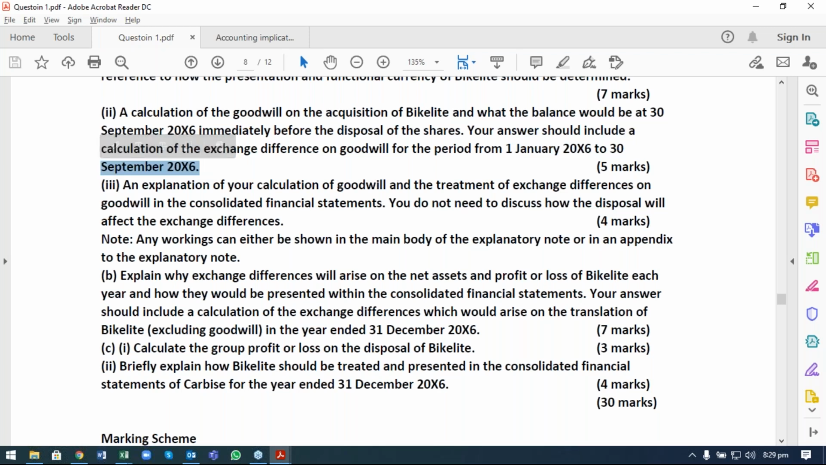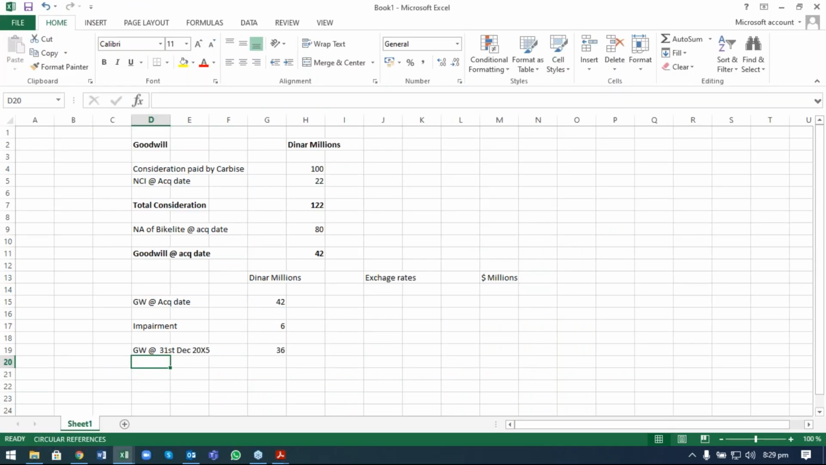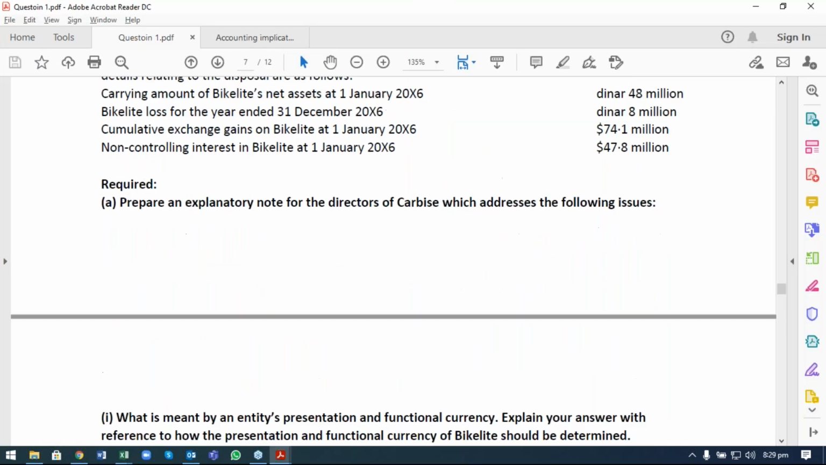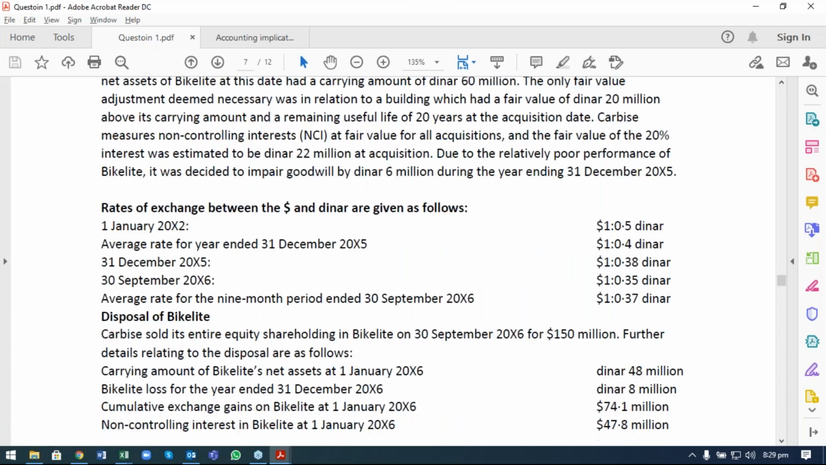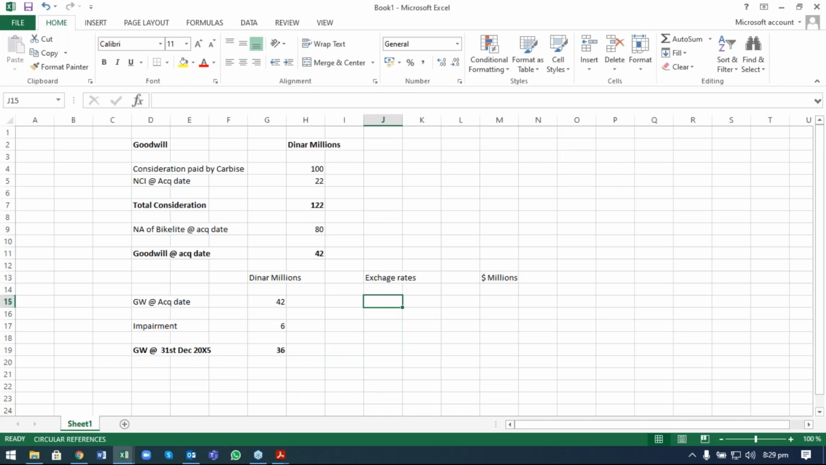Are you getting the point? So between this time period, the examiner is asking to calculate the difference in goodwill. So goodwill is 36 million on 31st December 2005. If there are any foreign exchange gain losses, we'll be looking into them. So what would the exchange rates be? What is the exchange rate on 1st January? It's $1 equals 0.5 dinars.